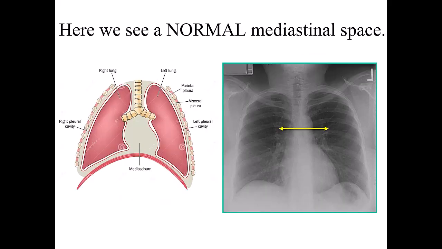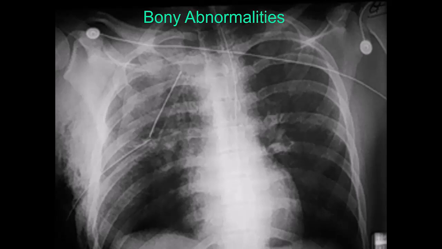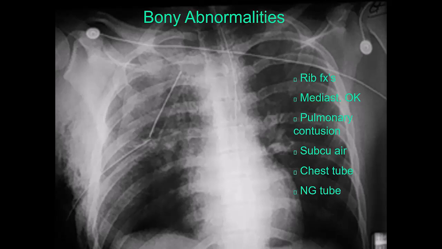In the previous image, we saw a widened mediastinum. Well, how do we know it's widened? We take a look at the mediastinal area. We're going to look for bony abnormalities, and we see rib fractures. We're going to see the mediastinum looks okay, so we don't have a ruptured aorta, but we do have pulmonary contusions. We do have subcutaneous air. That's air in the tissue. It's been forced into the tissue. We have a chest tube and we have a nasogastric tube in this image.